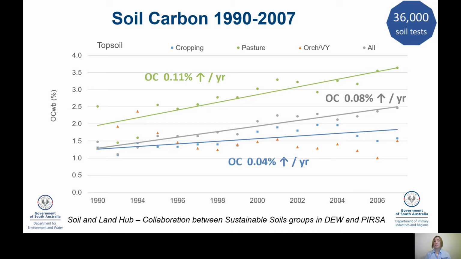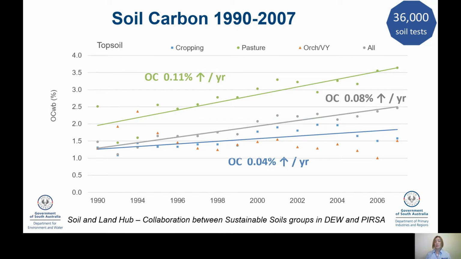Now, this is by no means perfect. We know soil test results and how they were collected isn't always the perfect measure, but it does give us quite a strong indication about what is happening over time. The grey line that you can see is the average of all of the soils, the 36,000 soil test results, and we can see that over time, organic carbon has increased by 0.08% per year from 1990 to 2007.